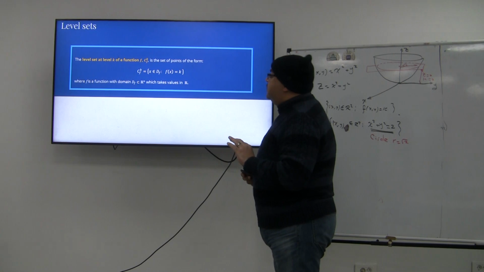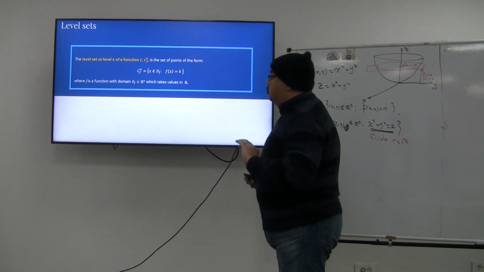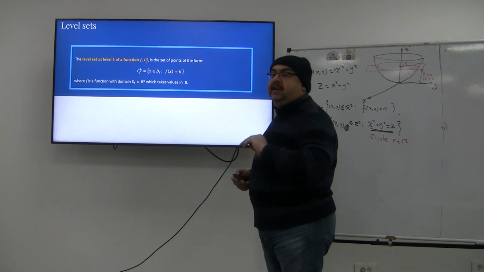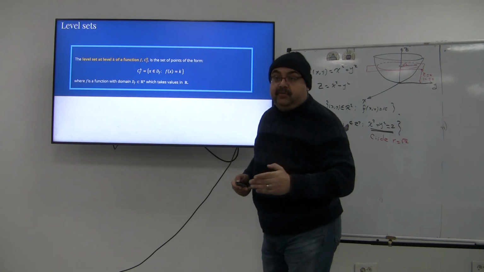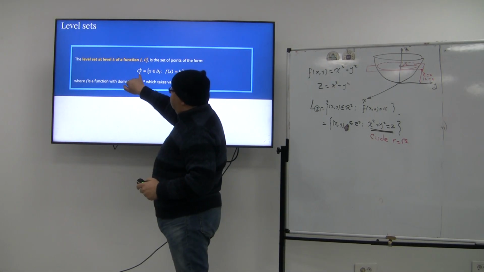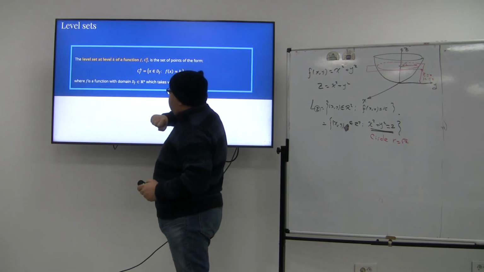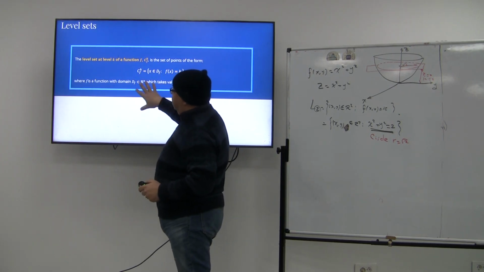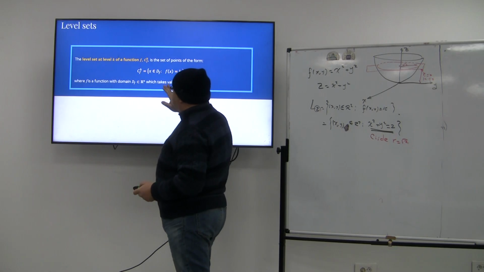Also, there is another way to write the level curve, in case you have more than one curve, which is to write the level curve of f for the level k. So this represents a level curve for a function at a certain level. And as I told you, it's exactly the same.